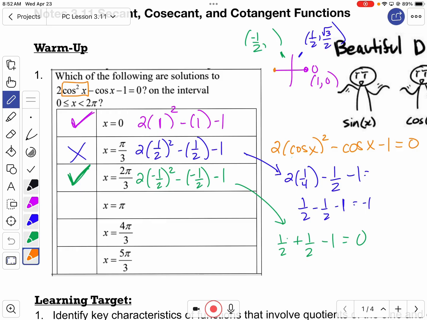And then let's try pi. What's my cosine over there at pi? Negative 1. Okay, so 2 times negative 1 squared minus a negative 1 minus 1. 2 plus 1 minus 1. No, that one's not going to work either.